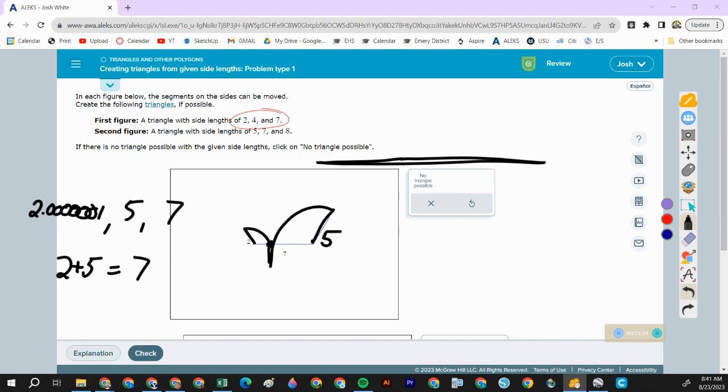Okay? So the next question asks, will 5, 7, 8 build a triangle? Yes, because 5 plus 7 is 12, and that's bigger than 8.